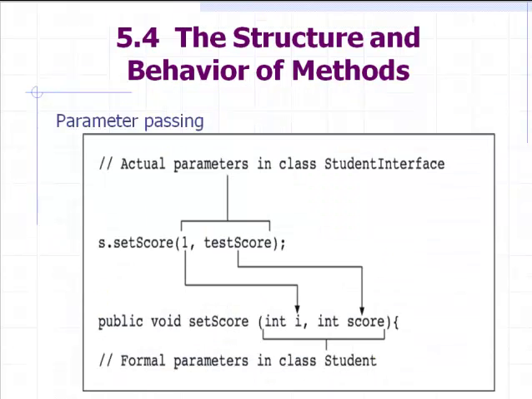Here's another way to look at it. Here is the method being used. 1 goes to i, test score goes to score. So within the method, whatever value was passed by this is called score and used as illustrated above.